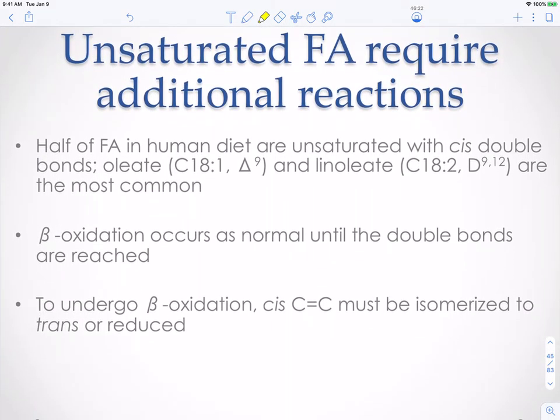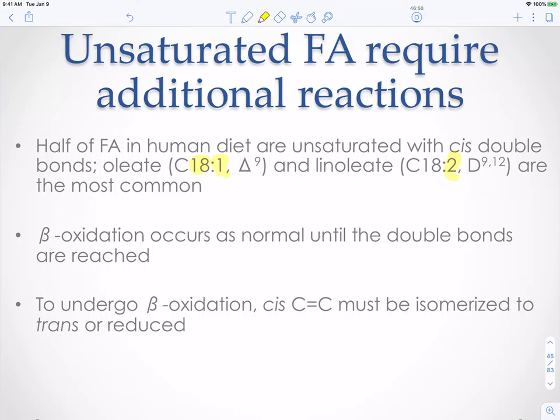Okay, so we talked about saturated fatty acids. Now let's talk a little bit about unsaturated fatty acids. Unsaturated fatty acids are going to have double bonds. Oleate, for example, is a carbon 18 with one double bond between carbons 9 and 10. Linoleate is going to have two double bonds, etc.